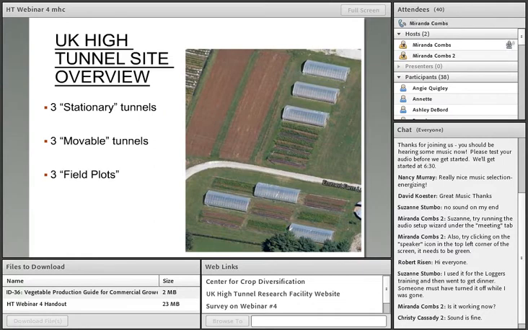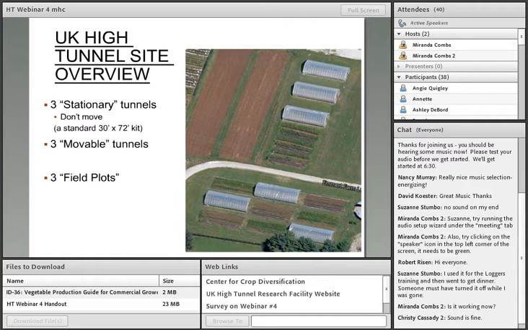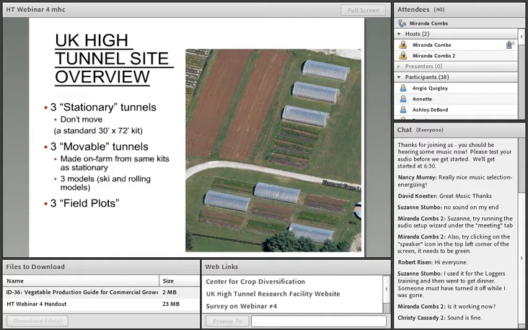So just very briefly, overview, you see that we have 3 stationary, 3 movable high tunnels. That's kind of 3 adjacent field plots. The main difference here is our stationary tunnels don't move. All of our tunnels are a standard 30 by 72 kit. The movable tunnels, I spoke about in webinar 2 in this series, so if you want to hear more about those, you can go back to that webinar.